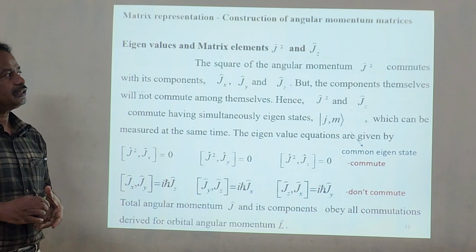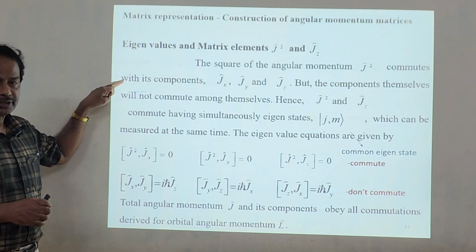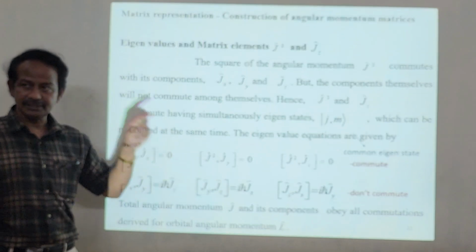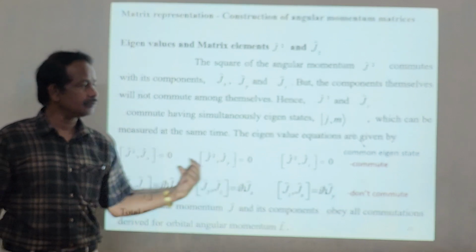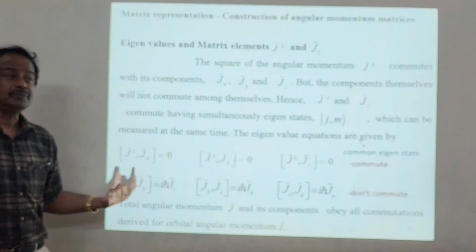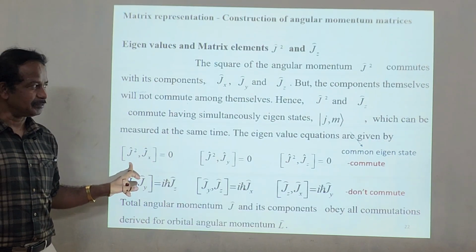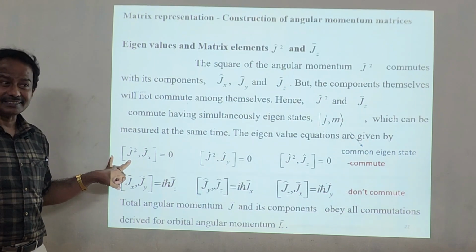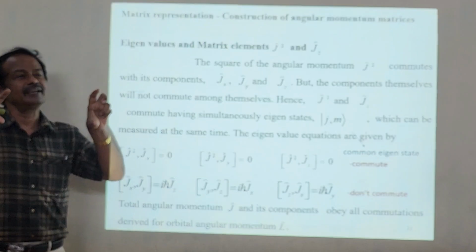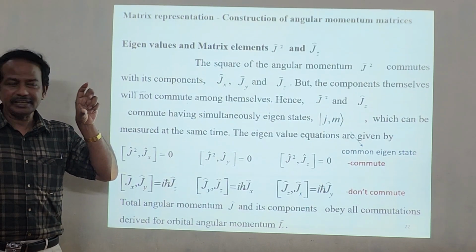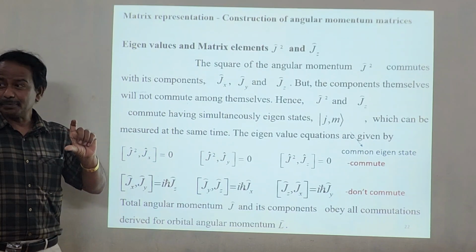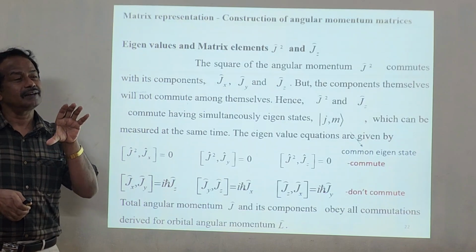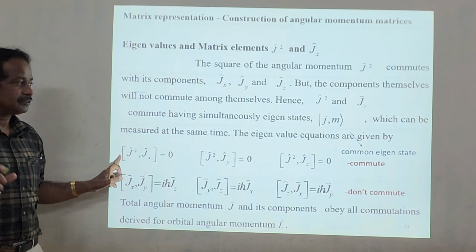Before that, the square of the angular momentum, j squared, commutes with its own components. See here, the commutator of j squared and jz will be equal to 0. So they commute with each other, and you can simultaneously measure both quantities. Second, they will have simultaneous eigenstates. Suppose two operators a and b commute, the commutator of a and b equals 0. It implies that both will have common eigenstates, common state vectors. That you have to remember.